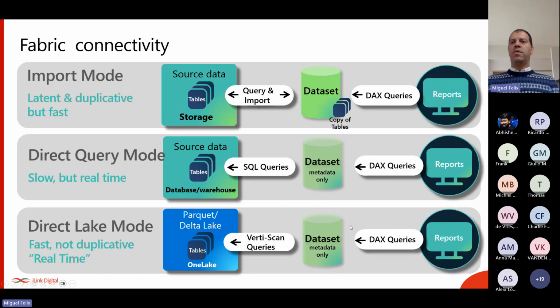In this case, instead of transforming the information into SQL queries, what we are doing is using the VertiPaq to scan the Delta Parquet files and go to those specific columns. So this is very fast. It's not duplicative, and it's almost real time.